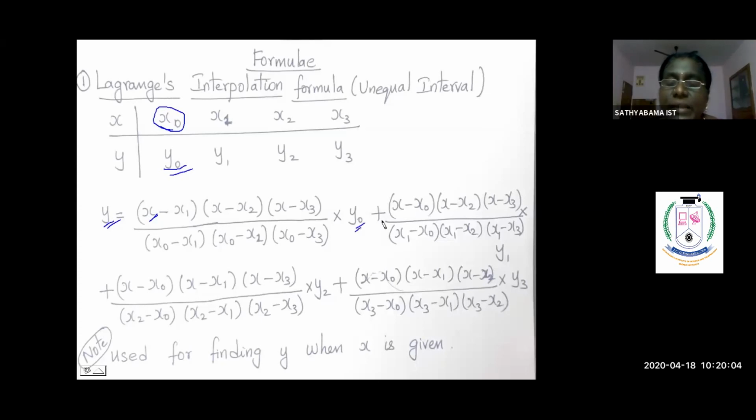Now similarly, you can write the second term. What is that? Leave x1 in the numerator: x minus x0, x minus x1 is not there, x minus x2, x minus x3. In the denominator, wherever x comes, x1 will be there, into the corresponding value y1. Now for the third term, leave x2. Write down the formula. The numerator is x minus x0, x minus x1, x minus x2 is not there, x minus x3, divided by the denominator. You can see wherever x comes, we are replacing x by x2. In a similar way, the last term is there.